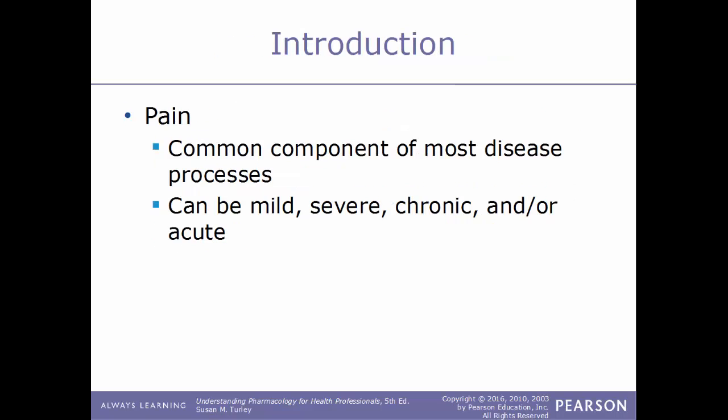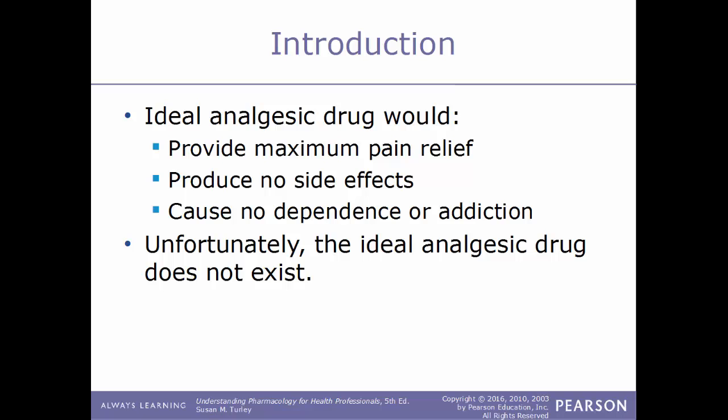I'll start off with a quick introduction. Of course, when we're talking about analgesic drugs, we're talking about drugs that will treat pain. And pain is a common component of most disease processes. This can be mild or severe or chronic or acute. Now, the ideal analgesic drug would provide maximum pain relief, produce no side effects, and cause no dependence or addiction. But unfortunately, no such drug exists.